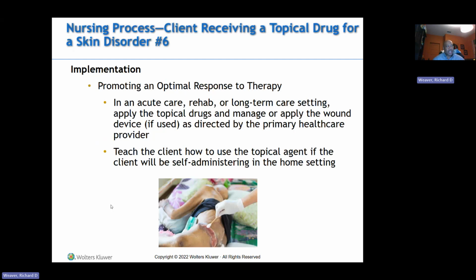We also want to teach the patient how to use the topical agents if the patient is going to be self-administering these medications when they are at home. And so that's all a part of that patient teaching, in other words.